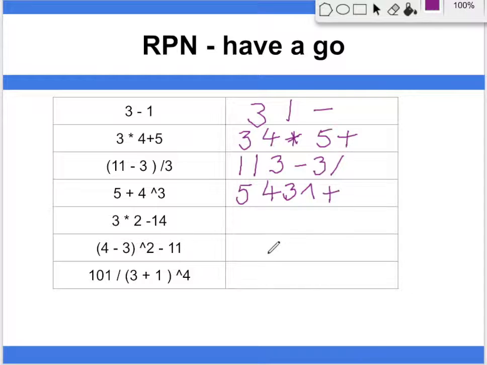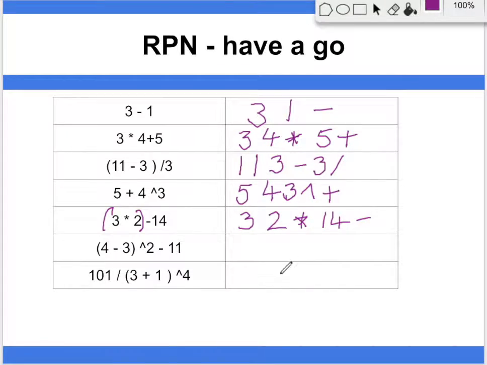3 times 2 minus 14. This one again, we're going to be performing a calculation on this part here first of all, and then we're going to subtract 14 from it. This is a fairly common type one that they ask for in the exam. So 3, 2, star and then 14, minus to give us the equation that we've got there.